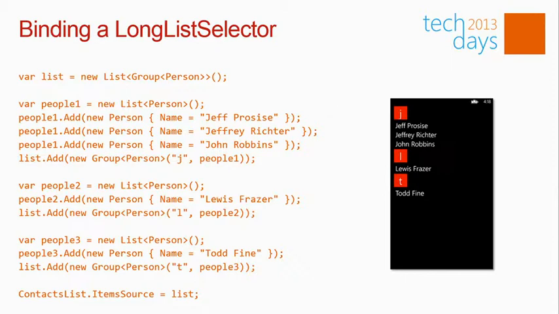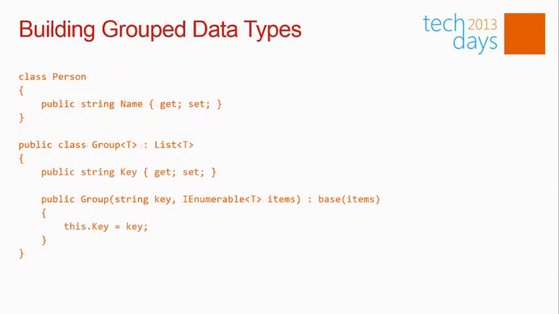The person class is just a very simple C# type. I built a property into it named name with the name of that person. The group property is designed to contain a group of people. And as you'll see on the next slide, I built a special property into it named key, which specifies the key for that group and allows the long list selector to work. In fact, this is what those two classes look like.